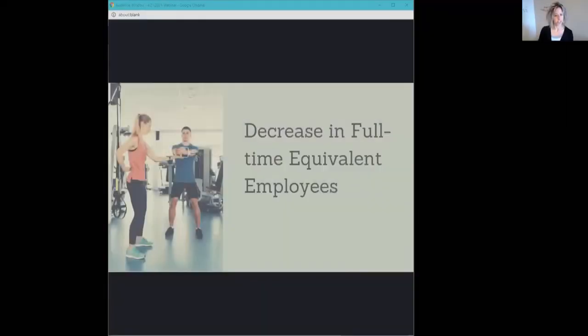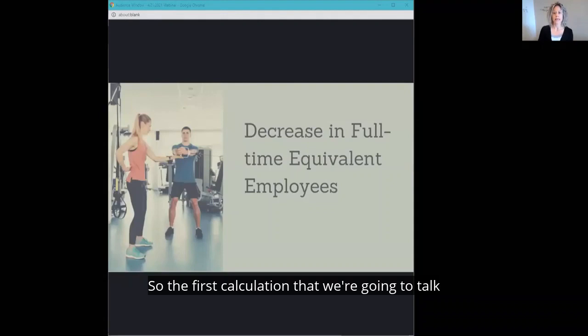So here we go. The first calculation that we're going to talk about is if you had a decrease in your full-time equivalent employees. So what is a full-time equivalent? There are two ways to determine a full-time equivalent.